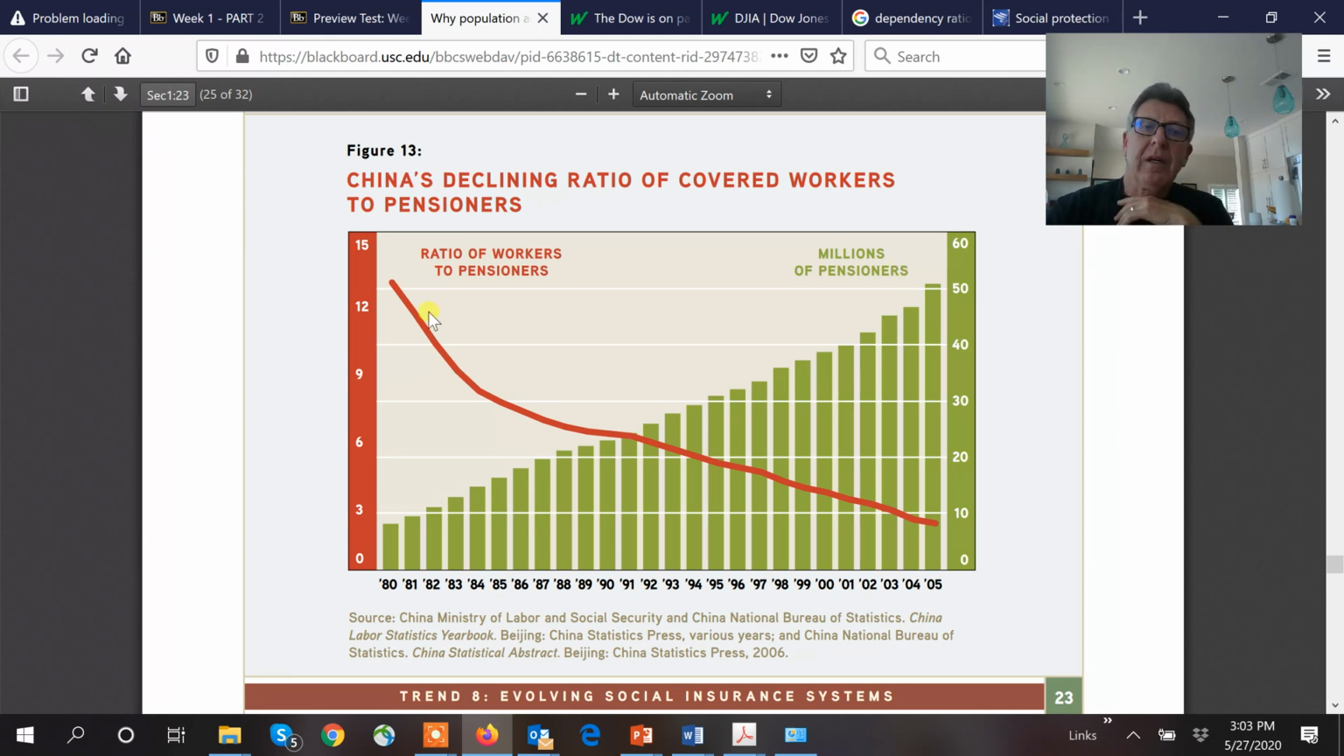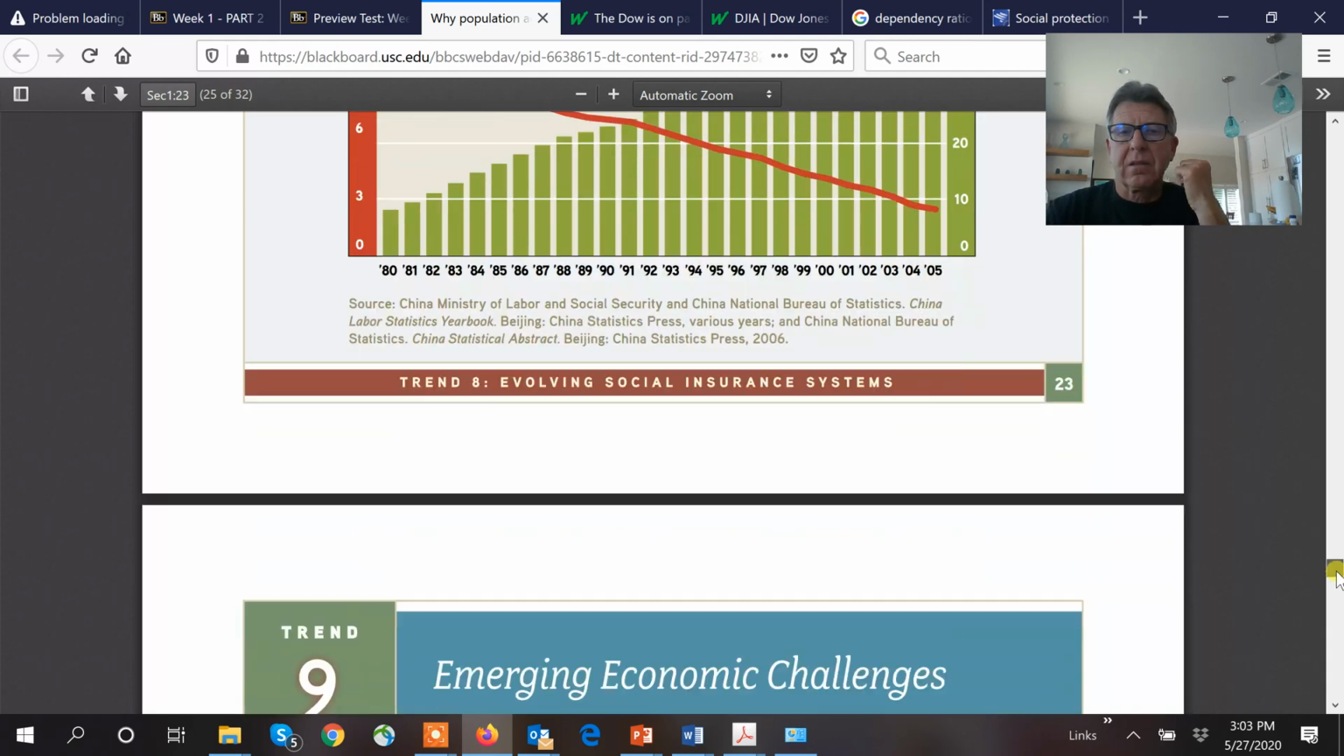But we see right here the number of people that are funding the pension is going down, down, down, down. So how are you going to cure this? You're going to have to tax people at a much higher level, or you're going to have to give people with a pension a lot less money. You got to make the budget work, so it's a real economic challenge.